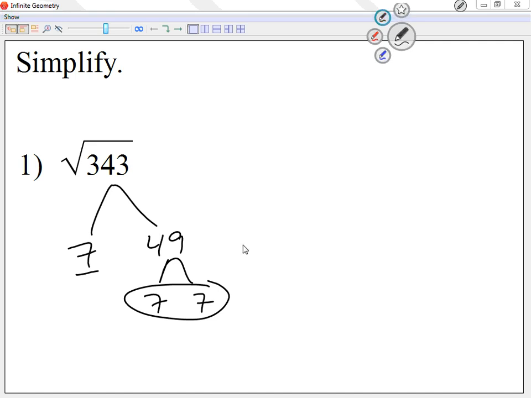So now my answer, my groups, I'm going to take them out. So I'm going to have a 7 outside. I have a radical sign. And my singles stay in. So groups go out, singles stay in.